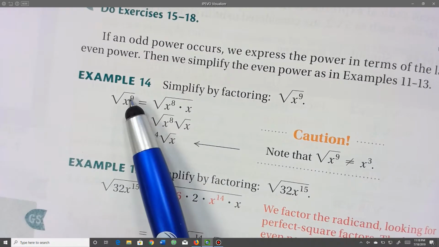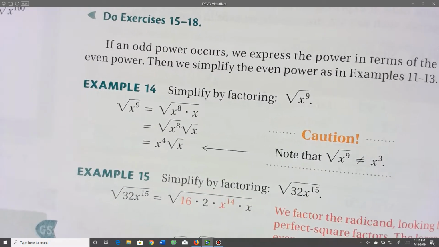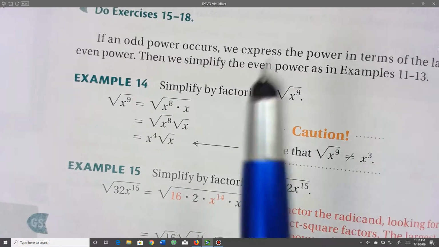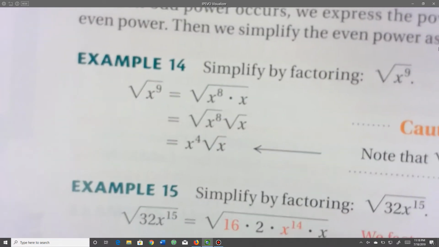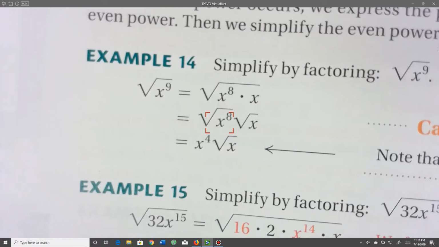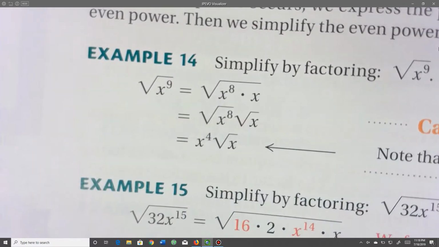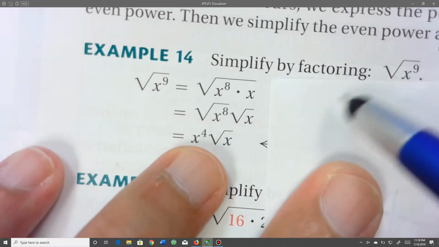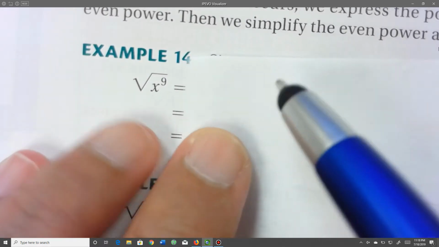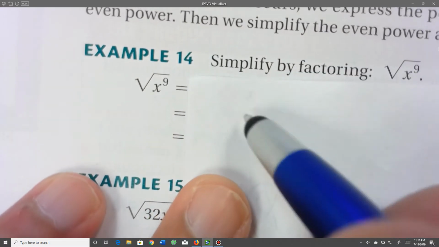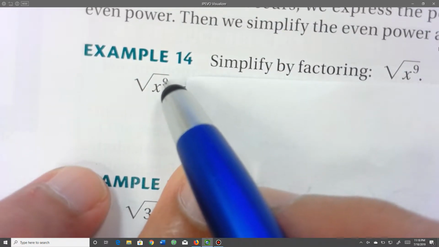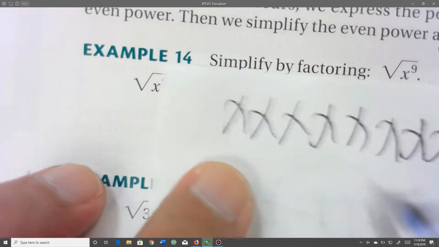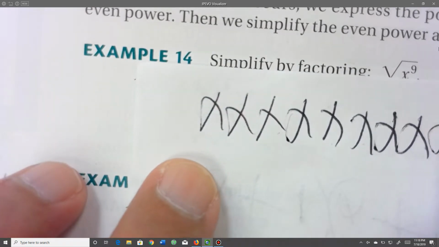Now what happens when you have odd exponents? Well, it's similar, except you're going to have one variable remaining, always. Let me rewrite it here, because if I start here and factor out x to the 9th, I'm going to end up with x times x times x times x times x times x times x times x. 1, 2, 3, 4, 5, 6, 7, 8 times x.